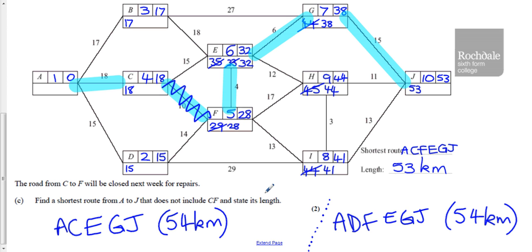So there's 2 answers for part C. You only had to give one of them and you would get both marks. As long as you gave a route and a length, either one of these would have been acceptable. And that's the end of the question.